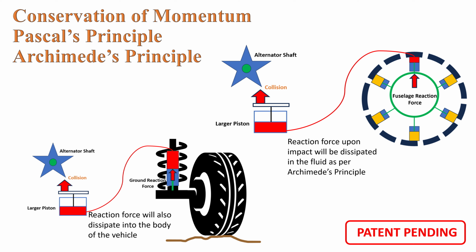Upon combination of Pascal's law, conservation of momentum, and Archimedes' principle, the reaction force as a result of impact with the alternator will not induce much of a resistance from the perspective of the smaller piston. The reaction force will dissipate into the fluid and the body of the two vehicles, where the larger piston is mounted.